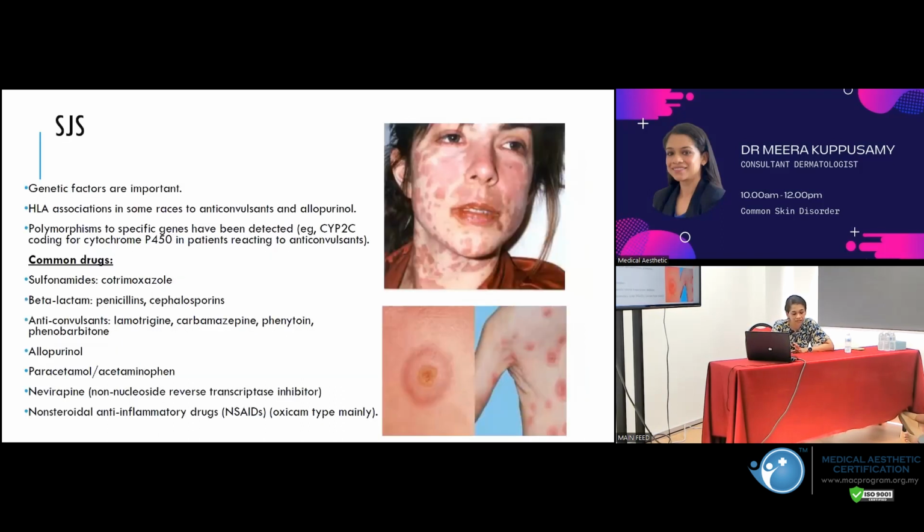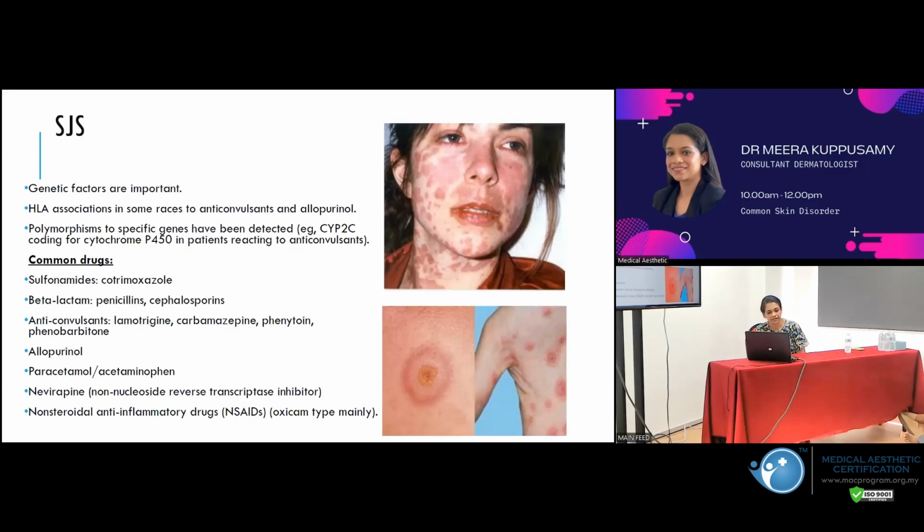Stevens-Johnson syndrome is a more serious form of drug allergy. Genetic component is very important for it. Certain people are just more prone to get it. So anticonvulsant, allopurinol is a common cause. Bactrim is another common cause. Penicillins always. And also NSAIDs. NSAID is very common to cause Stevens-Johnson syndrome.